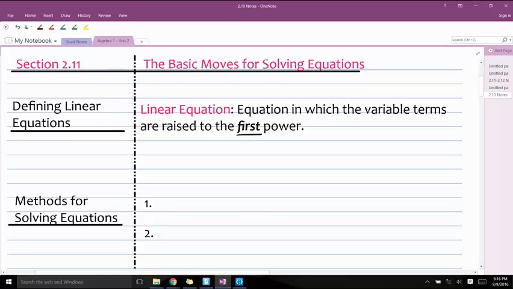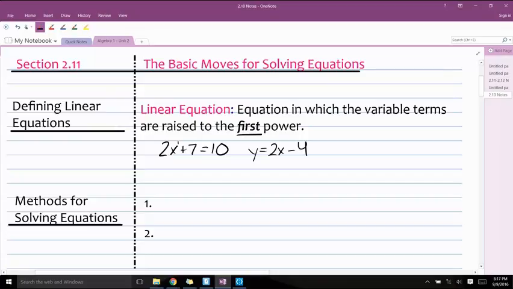So let's take a look at a couple of linear equations. The equation 2x plus 7 equals 10 is a linear equation. Even though we don't see the x being raised to the first power, it's understood that if you have a variable without an exponent, that variable is being raised to the first. The type of linear equation that we're going to graph later on this year would be y equals 2x minus 4.